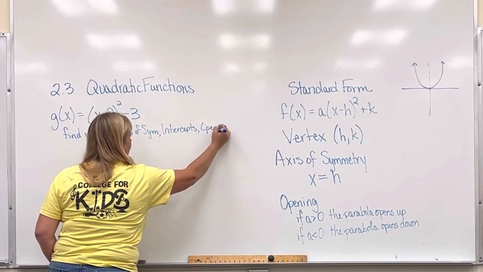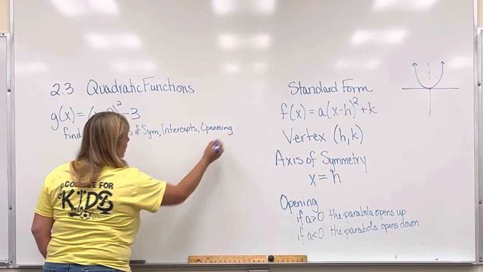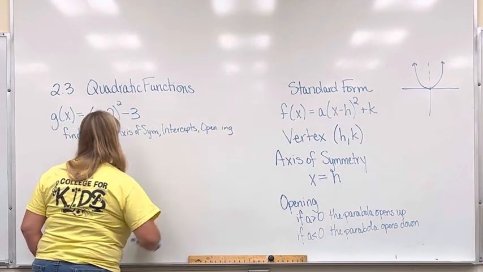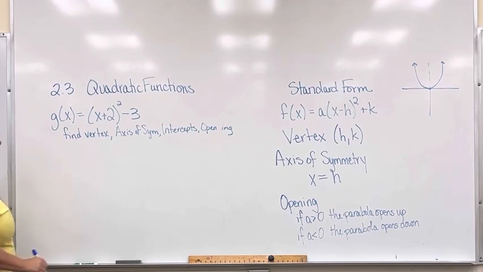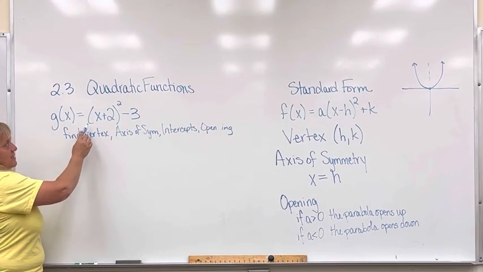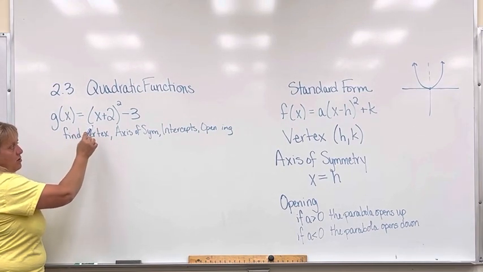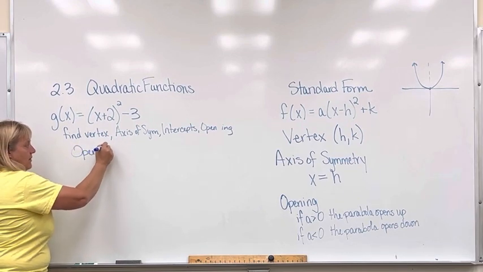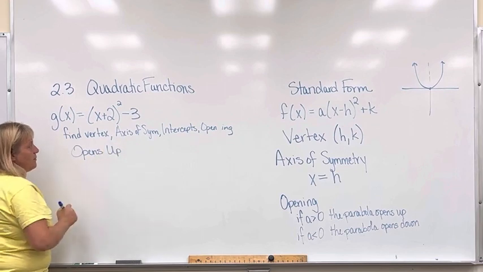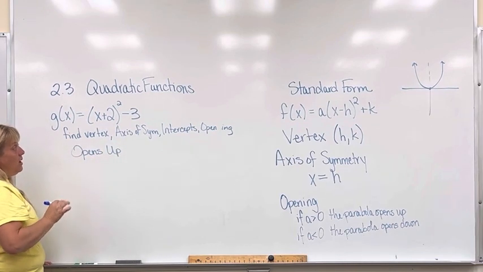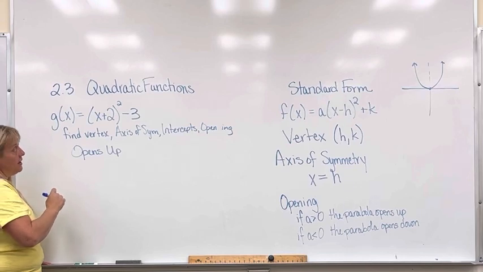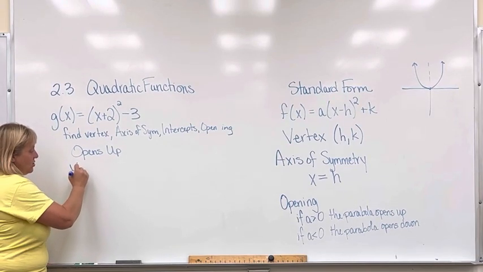So it gives you a whole list. Now opening, that looks wrong. No, it's definitely with the one in. Okay, there we go. So first off, opening should be your easiest thing. Look out front, you see that there's no negative sign, so this one opens up. Okay, opens up.